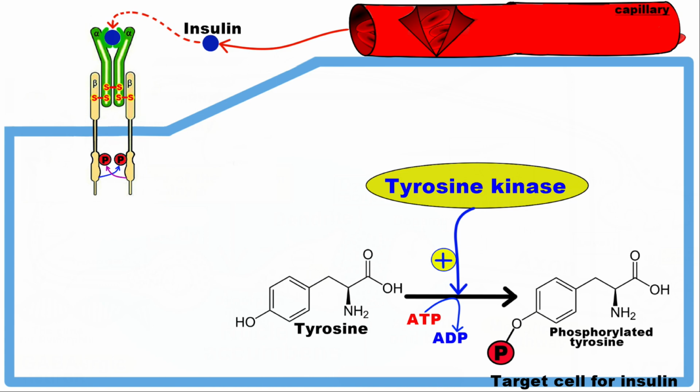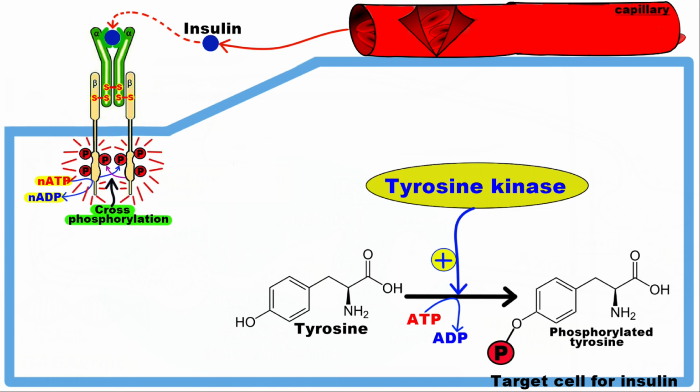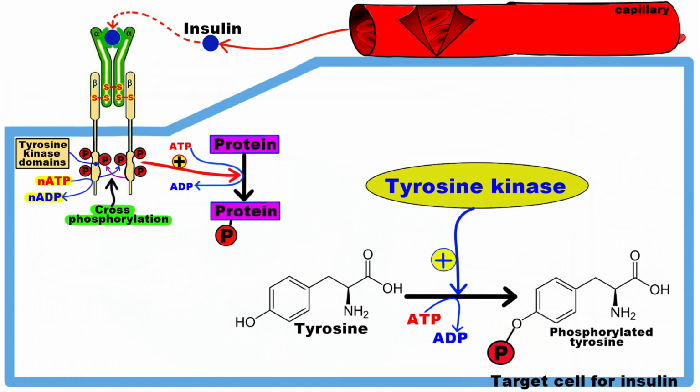The process of phosphorylating each other is called cross-phosphorylation. Both of these beta subunits are phosphorylated in the presence of ATP. The phosphorylation of three residues of tyrosine is necessary for the amplification of the kinase activity. The tyrosine kinase domains can also phosphorylate other proteins.